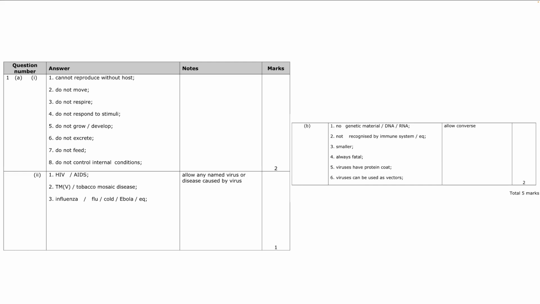For part B, it was more of an application question here. Prions aren't living, just like viruses, but they don't have any DNA, and they're smaller than the viruses. They have no protein coat either. Any of the points you see there in the mark scheme are all valid, so give yourself a mark.